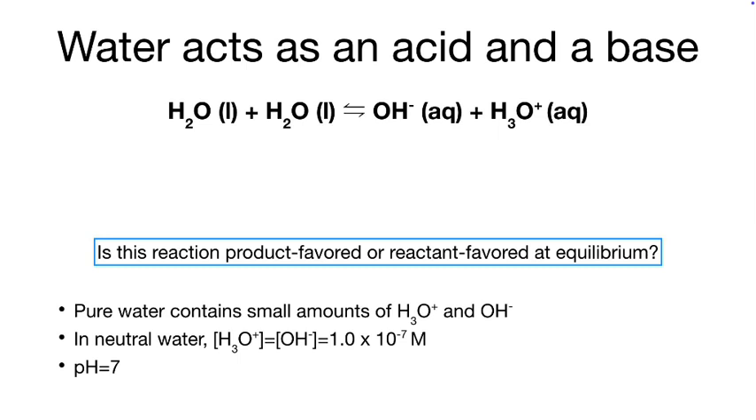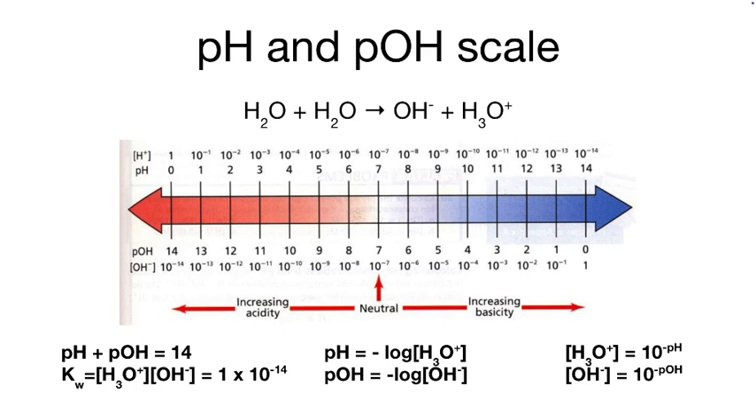So, pure water contains small amounts of our H3O plus and our OH minus. Okay? For neutral water, we just calculated it based off of knowing the pH. Comes in at 10 to the negative 7, which sets us up with our KW of 10 to the negative 14. Kind of, sort of? Cool. Okay, which then takes us to our pH scale again.